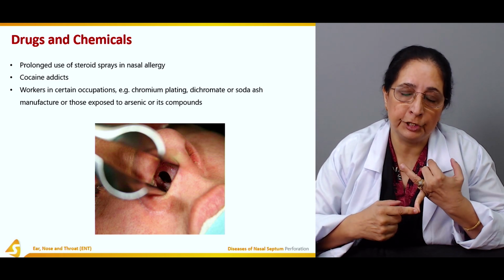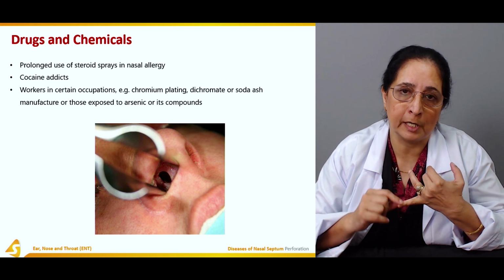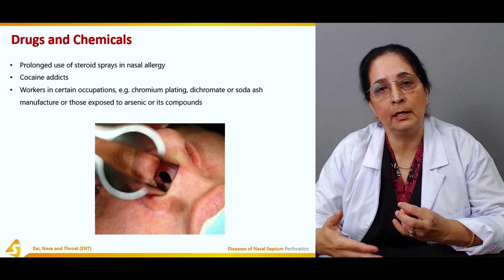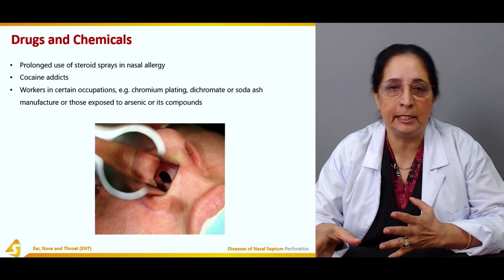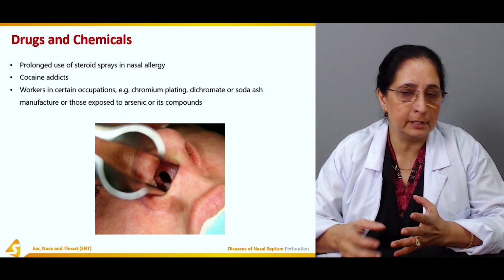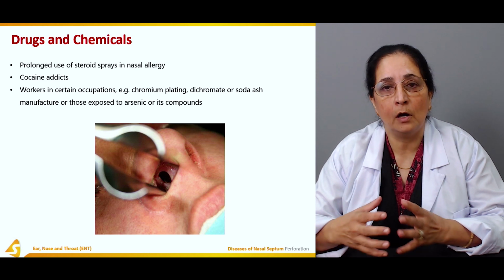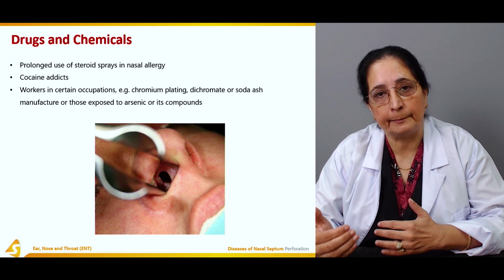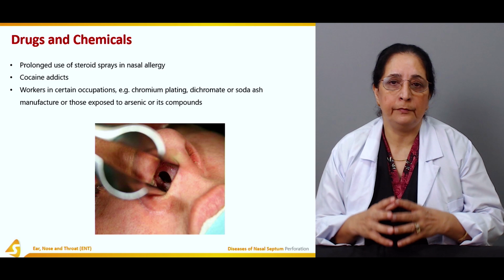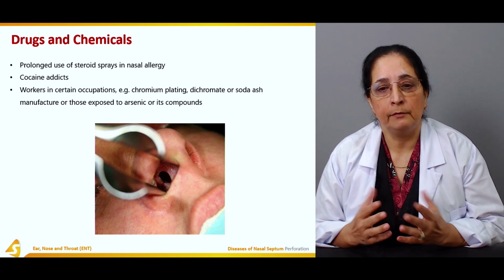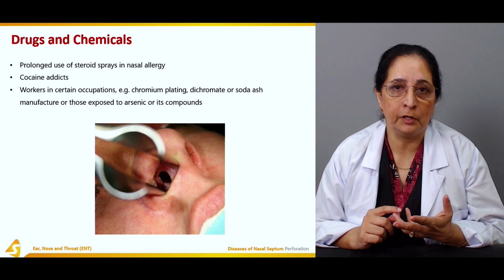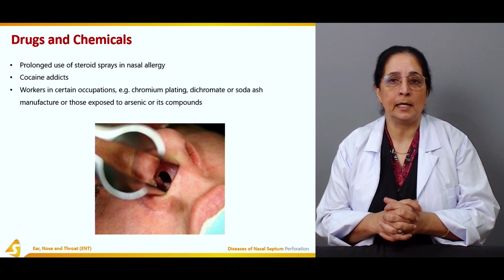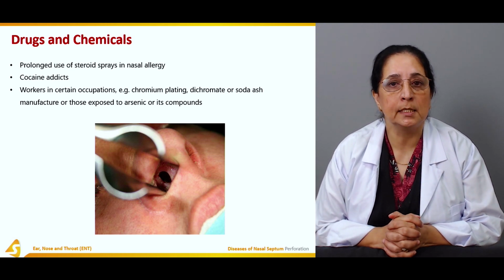So nasal perforations: we can have perforation as a result of trauma or injury, perforation as a result of different conditions or different diseases, like septal abscess, Wegener's granuloma. All these are the different conditions that can cause perforation of the septum. Then thirdly, the use of different drugs and chemicals, in which we have cocaine, and then steroid use in allergies, and then soda ash manufacturers. All these can have perforation of the nasal septum.